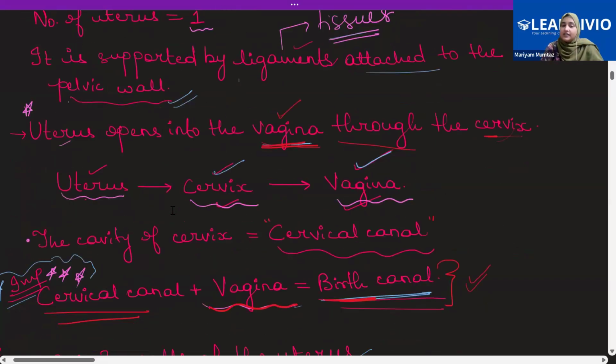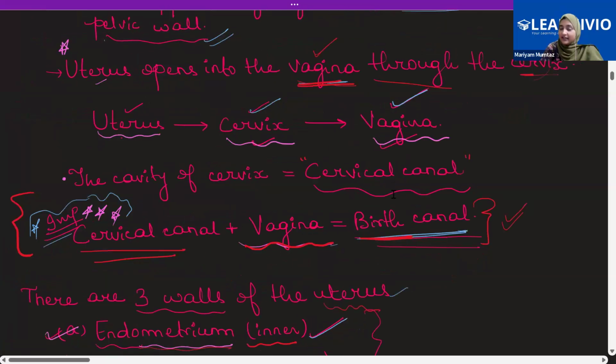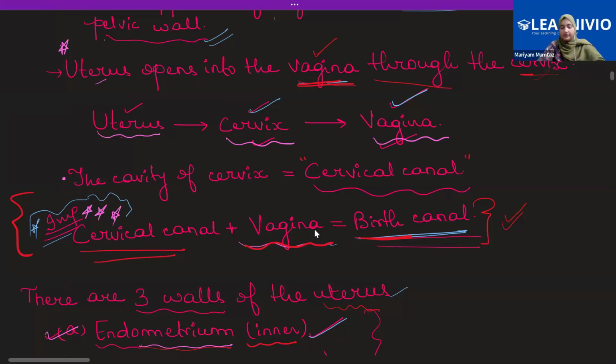Now the cavity of the cervix is called the cervical canal. And this cervical canal, along with the vaginal passage, is called the birth canal. This is very important to remember because many times a lot of questions get asked from this. That is, the cervical canal along with the vagina forms the birth canal. Is it clear?